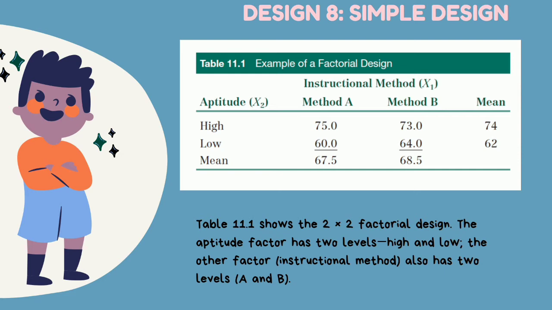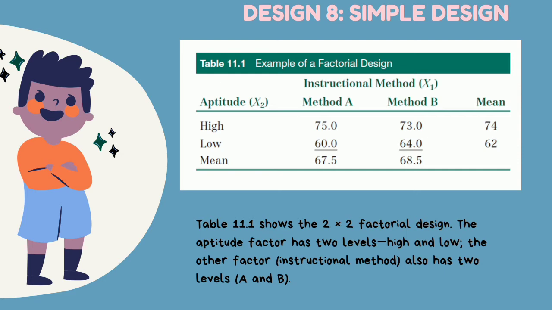The aptitude factor has 2 levels, high and low. The other factor, instruction method, also has 2 levels, like in the example A and B. The researcher randomly selects 60 from the high aptitude group and assigns 30 to method A and 30 to method B. This process is repeated for the low aptitude group, where the subjects are also randomly assigned to the groups. A 2 by 2 design requires 4 groups of subjects.